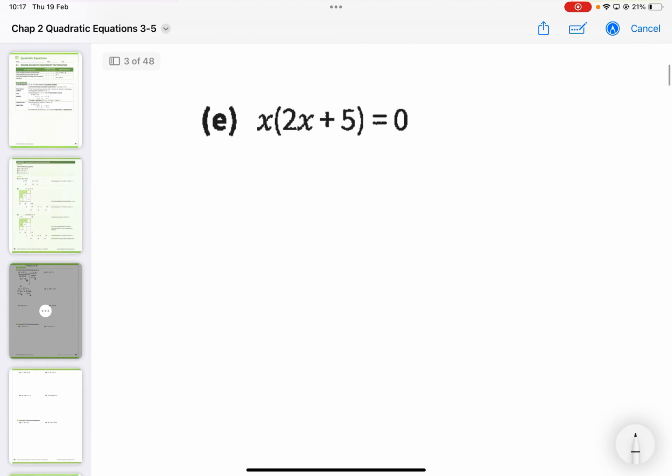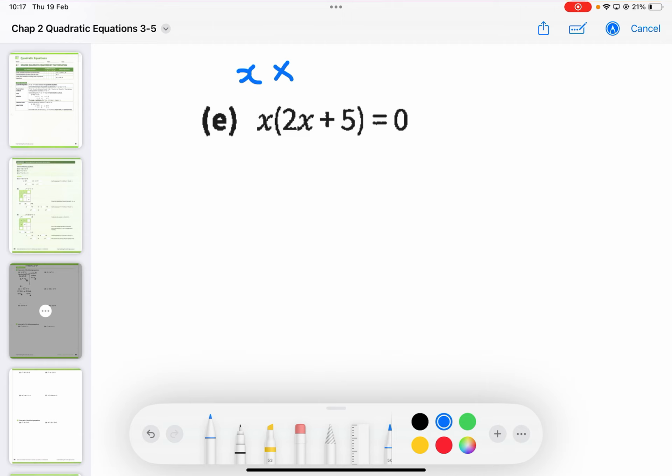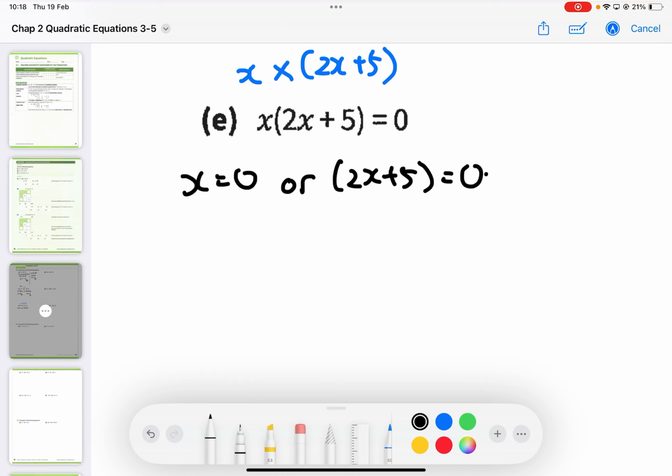Okay, one more. When we see this, we must be thinking this is actually x times a bracket. Nothing in between means multiply. If x times bracket equals 0, there are also two possible answers. This times this becomes 0 means either x is 0. So I can write down either x equals 0 or the bracket must equal 0. Both these will make the whole thing 0.